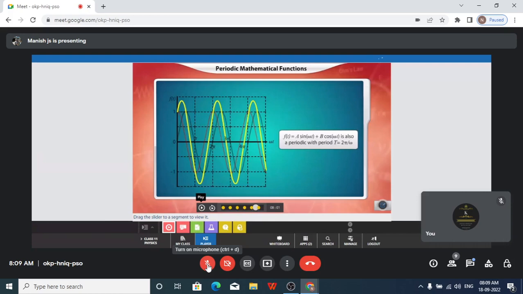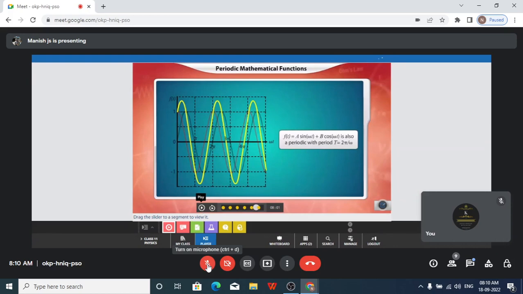So therefore, the sum of two waves can be expressed as the resultant wave. So that is also one example of how you can say that the waveform is periodic with period T, where T is 2 pi by omega, where omega is the angular frequency and capital T is the time period of the waveform. All right. So this is how you can express it. f of t is equal to a sin omega t plus b cos omega t.